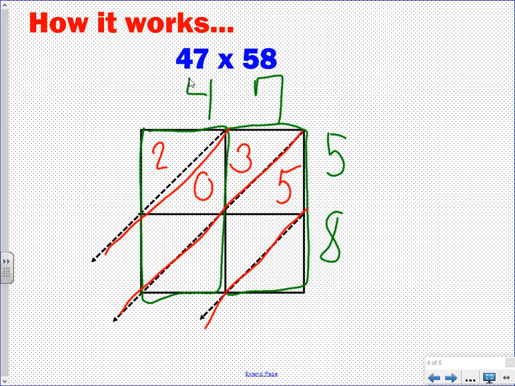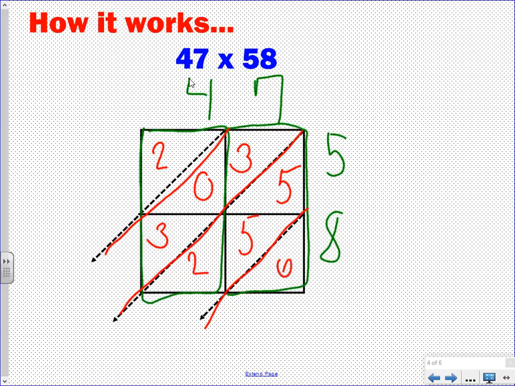Now let's take a look here. We're going to take my tens and multiply it by my ones. 4 times 8 gives me 32. Now I'm going to take my ones place and multiply it by my ones place. 7 times 8 is going to give me 56. You want to make sure that there is a number in each part of your lattice box.